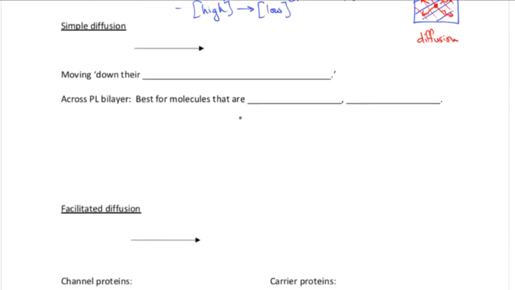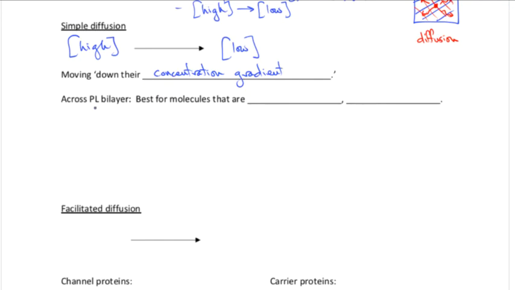Let's talk further about diffusion. So the first kind of diffusion we can consider is simple diffusion. Again, we're moving things from high to low concentration. Another way of saying that we will use frequently is that we are moving substances down their concentration gradient. That means that we are moving them from high to low concentration. It's another way of saying the same thing.